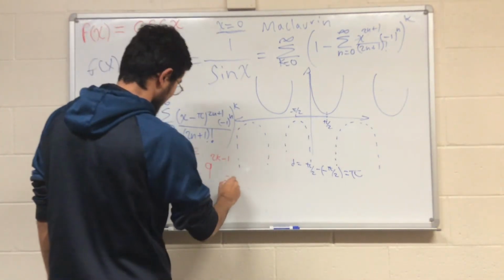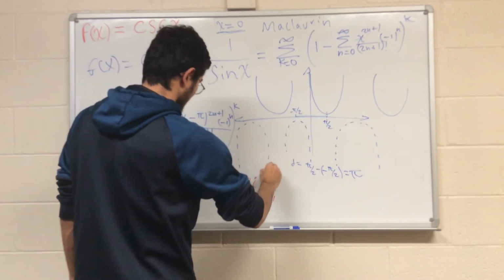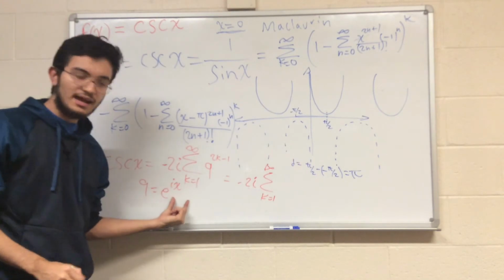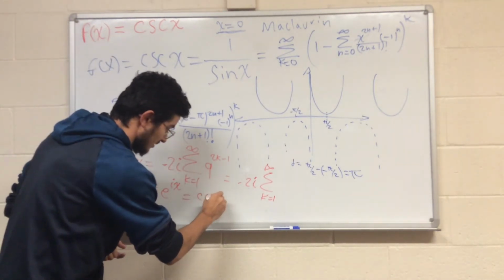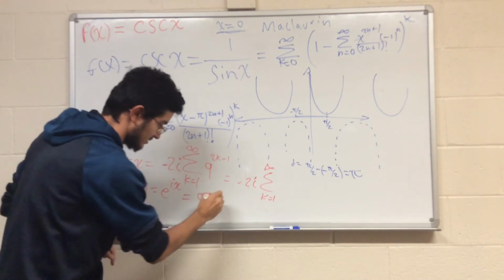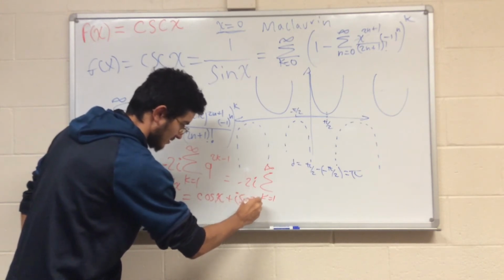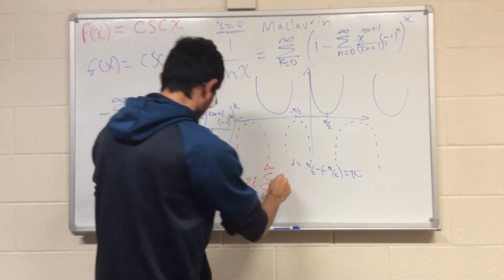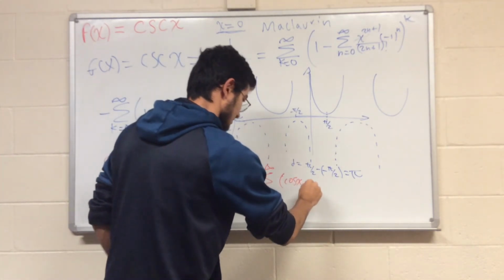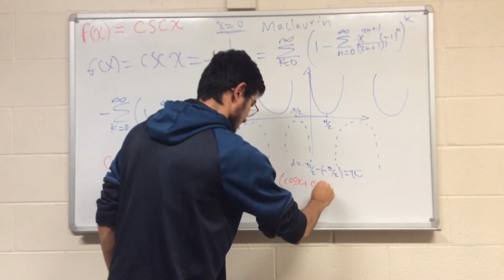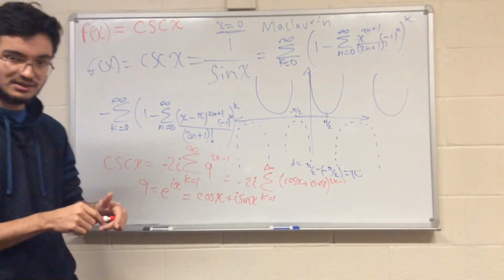So you could just rewrite this as negative 2i times the sum from k equals 1 to infinity of e to the ix, which is the same as cosine theta. I'm sorry, if it's in terms of x, it's cosine x plus i sine x. So we could represent it as the series of cosine x plus i sine x, all of that to the power of 2k minus 1. So that should be the whole answer, right?